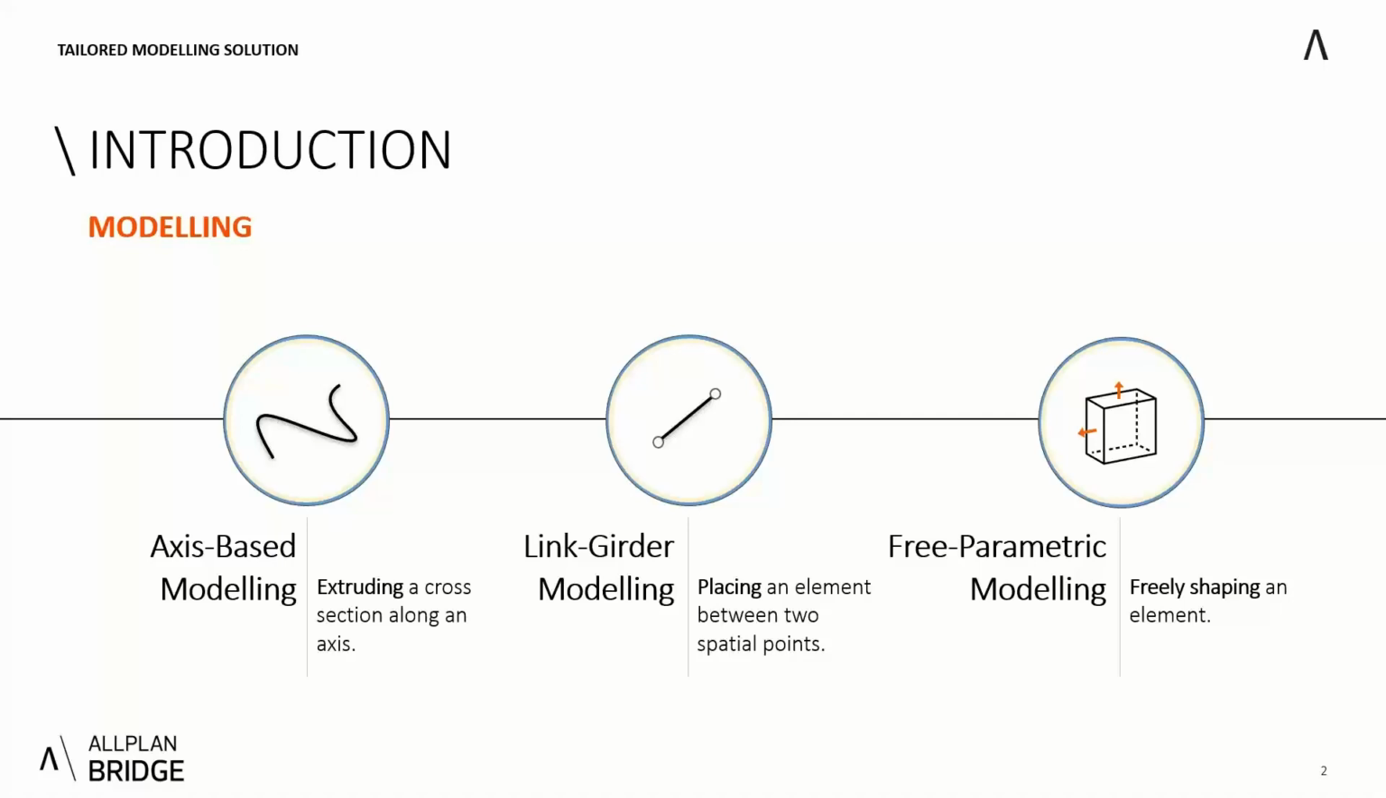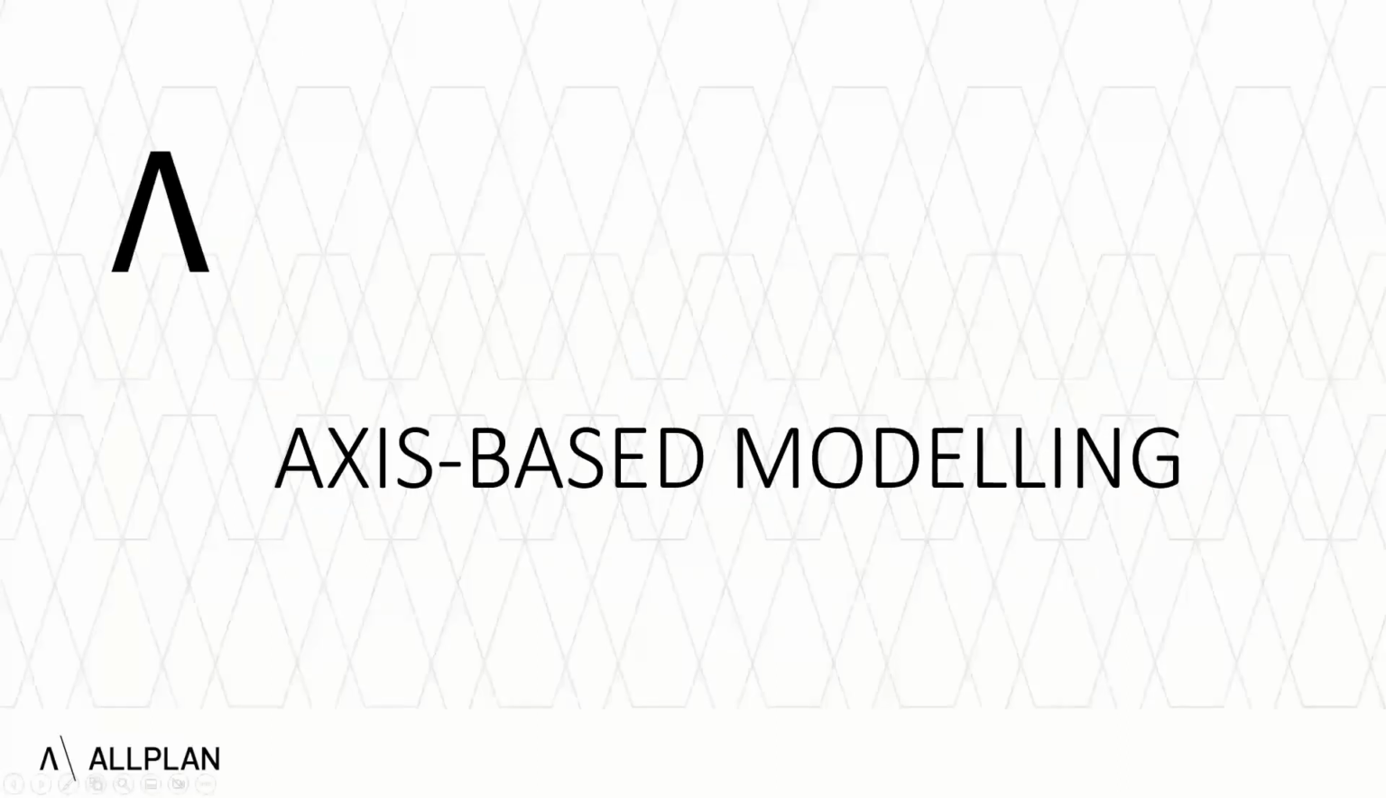So let's start with axis-based modeling, which is the classic one. The idea behind the technique is that you have a cross-section that you have defined, and you use this cross-section to extrude along an alignment. For example, we have an alignment, and along this alignment we can extrude a cross-section, a hollow box cross-section, for example. In this way, we have the model or the element.